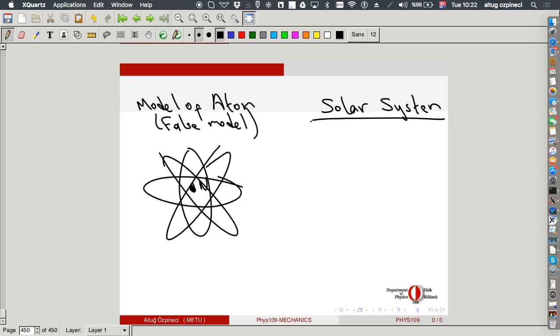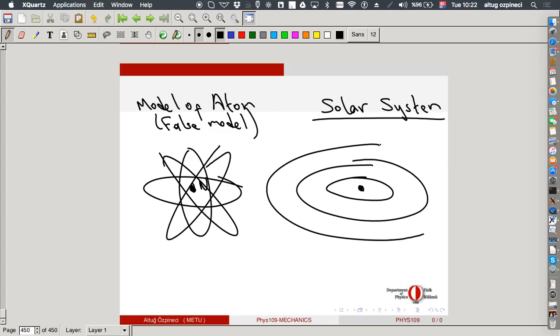This is the solar system. If this is the sun, these are the orbits of the planets, more or less. They're flat.